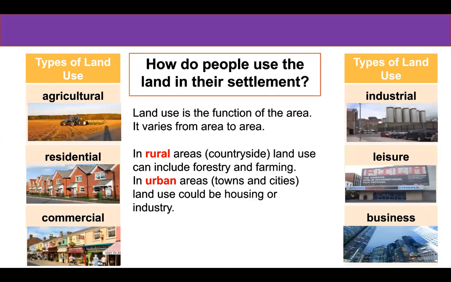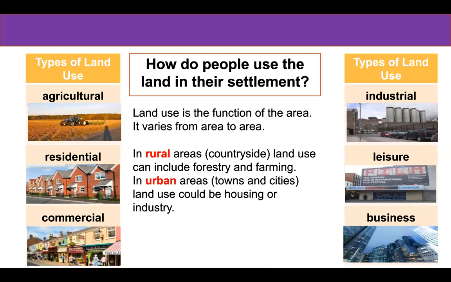Okay, so how do people use the land in their settlement? Well, we've got agricultural, residential, commercial, industrial, leisure facilities, and business facilities, okay? Now, you won't find all of these in certain areas. So in rural areas, the countryside, land use can include forestry and farming. And in urban areas, like towns and cities, land use can include housing or industry.